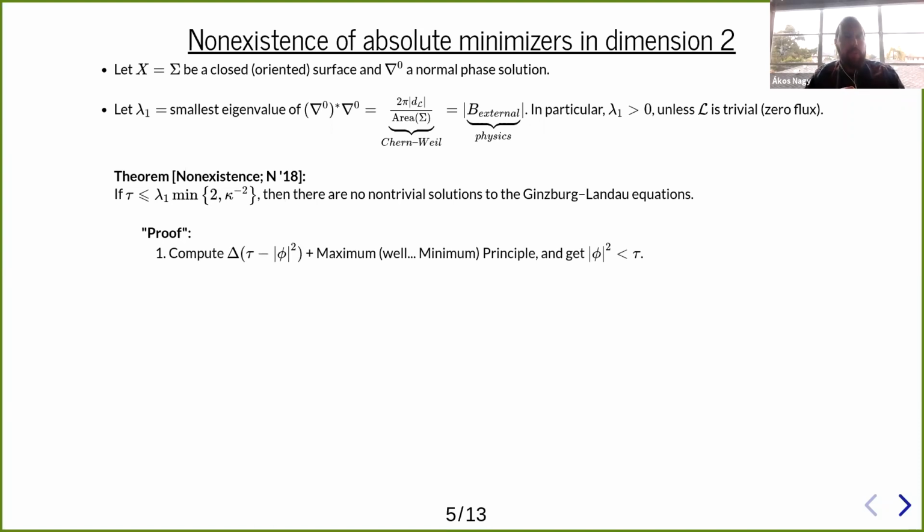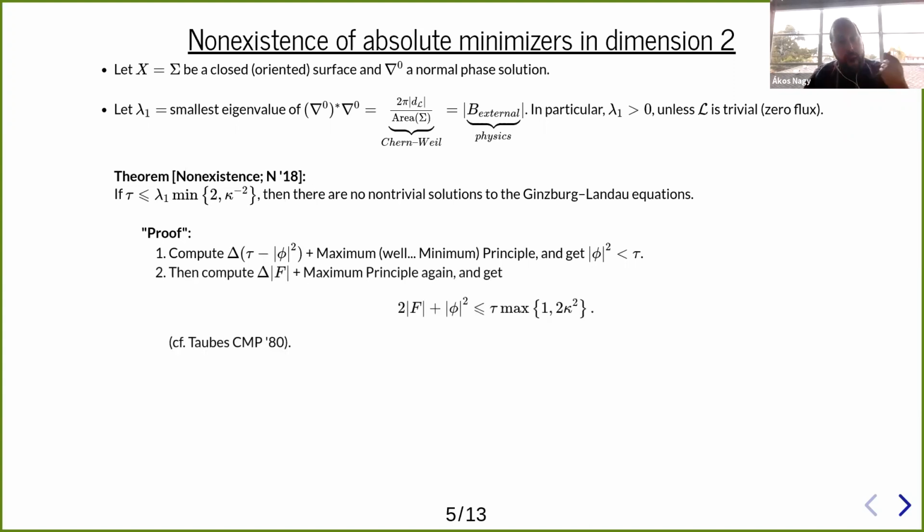is first you compute the Laplacian of tau minus phi squared, and you do a maximum principle, and really that's a minimum principle because you look at a minimum of tau minus phi squared, and you'll see that that has to be positive, so phi is bounded by tau. You combine that with another maximum principle where you compute the Laplacian of the field tensor, the electromagnetic field tensor, or the curvature, any way you want to say it. And if you combine those equations, and I don't want to spell out the details here, you can find it in my paper, of course, but ultimately what you will find is this quantity that's 2 times f plus phi squared is bounded by a constant, and the constant is tau times the maximum of 1 and 2 times kappa squared.